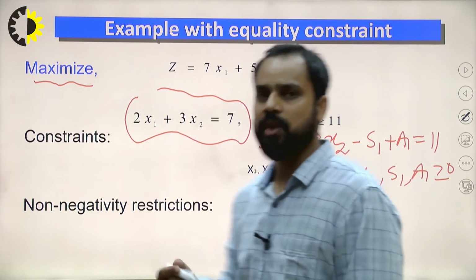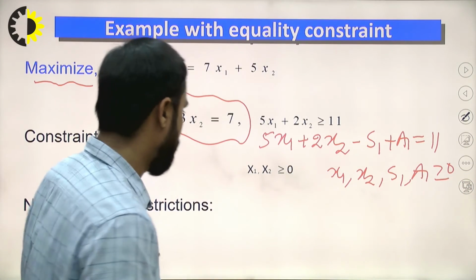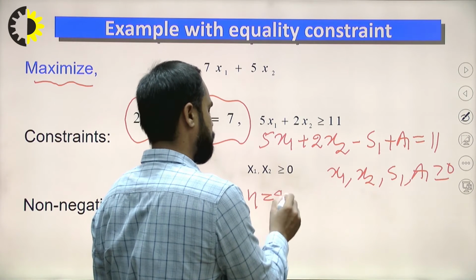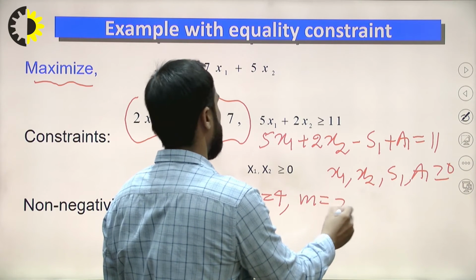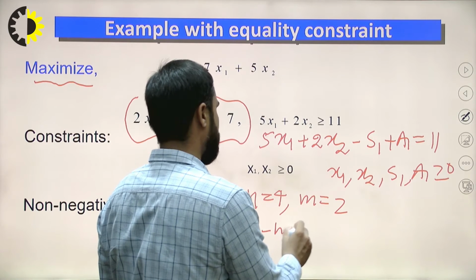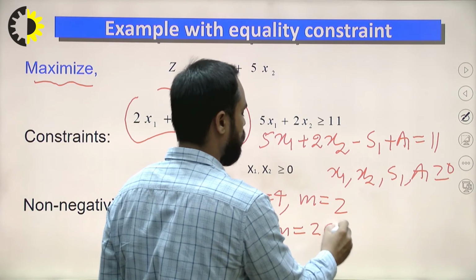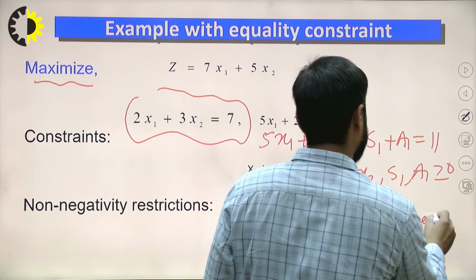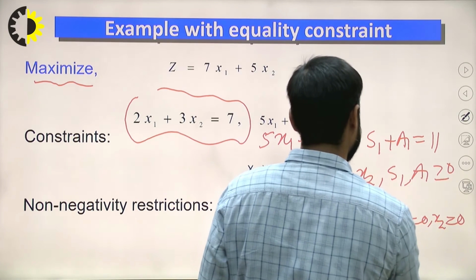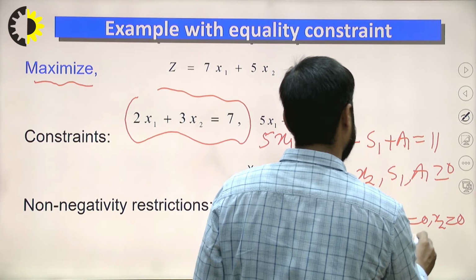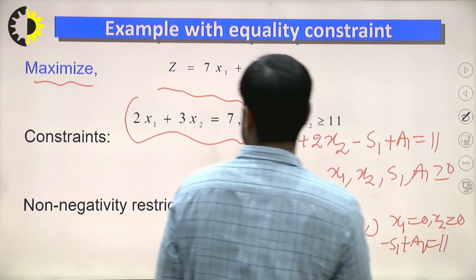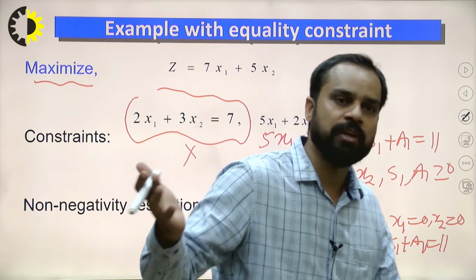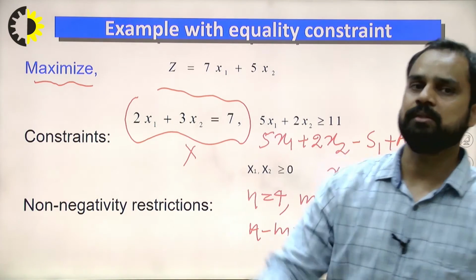Now if I try to find the initial basic feasible solution, how can I do it? The number of variables is 4, the number of equations is 2, so n minus m is equal to 2. That is the number of non-basic variables. If I choose x1 equal to 0 and x2 equal to 0, then minus s1 plus a1 is equal to 11, and in this equation I am getting nothing. So this way I am unable to find the initial basic solution if I proceed like this.